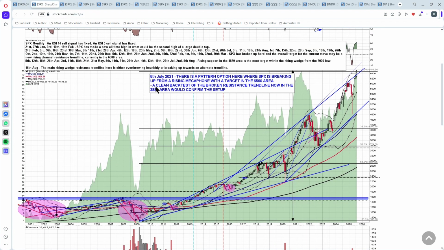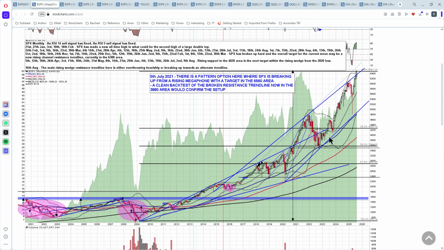All right, here. This is what I wrote on 5th of July, 2021. There's a pattern option here where SPX is breaking up from a rising megaphone with the target in the 6560 area. Now, this is particularly interesting because when I wrote those words, that was July 2021, that was here. The market was about 4,600. We're now actually almost there, and we may hit it in coming months. So a clean back test of the broken trend line now in the 3880 area would confirm the setup.